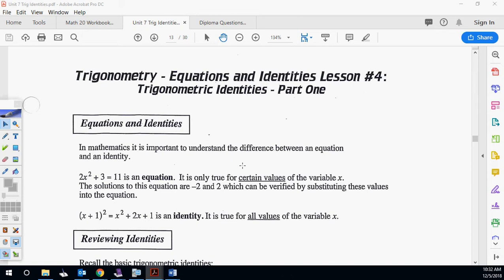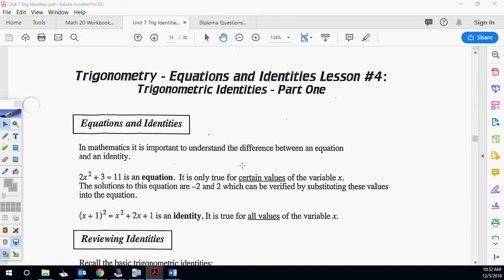But anyways, equations and identities. In mathematics, it's important to understand the difference between an equation and an identity. Like 2x squared plus 3 equals 11, that's obviously an equation because it has an equal sign, right? That's kind of what's throwing things off. It has a certain value. The solutions to this equation are -2 and 2, which can be verified by substituting these values in.